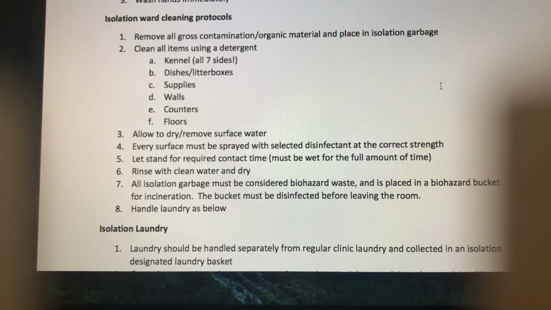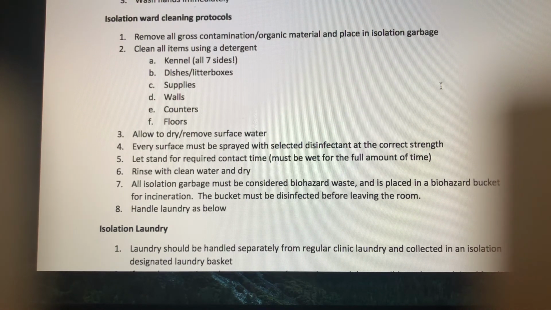And then all isolation garbage is considered biohazard waste. So we're going to place it into a biohazard bucket and that bucket goes for incineration. So we'll bring the bucket into the room, put the garbage into the bucket, seal the bucket, and then we need to disinfect the bucket before it leaves the room. Anything that goes into the isolation ward has to be disinfected before it leaves the isolation ward.